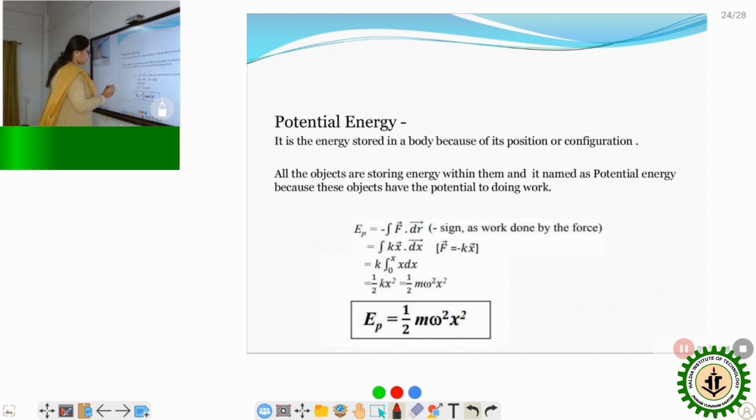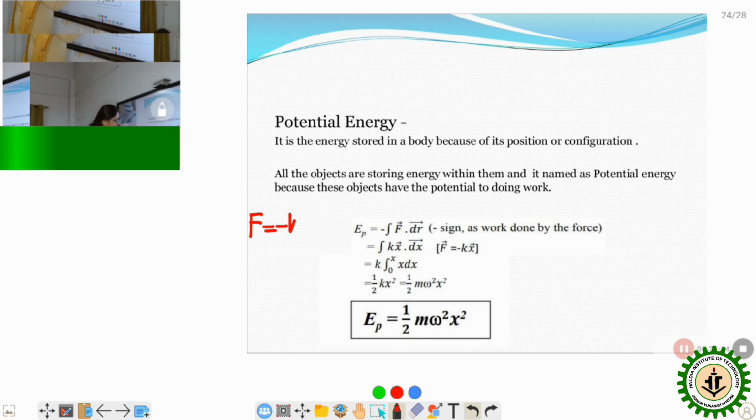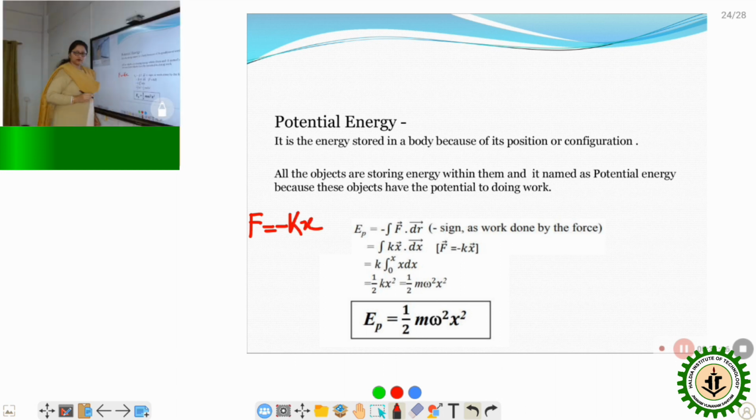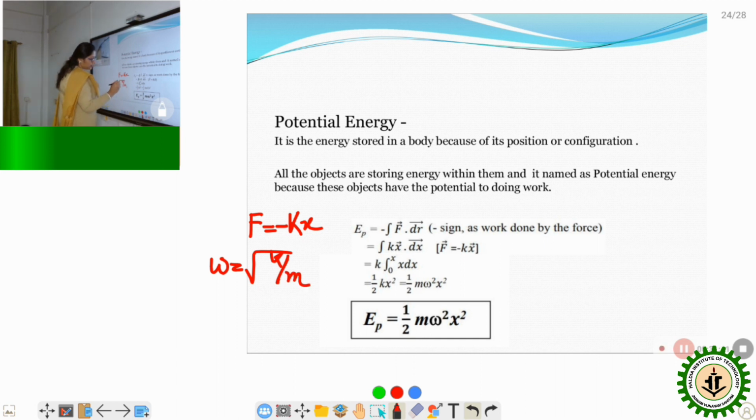Now, if we already know F equals to minus Kx, okay, so when we put that and take the integral from 0 to x of dx, that is a particular integration, and if you do it, you will get half k x square. And what is k? Omega equals to root over k by m. From there, we can get the value of k. So this is the expression we get for potential energy.